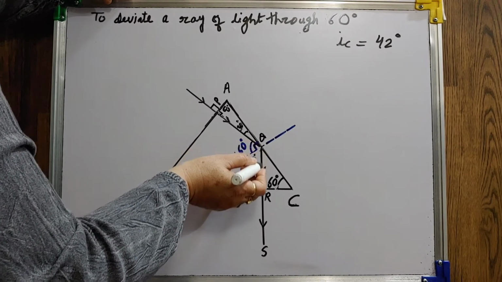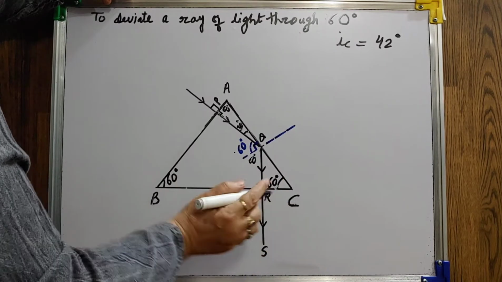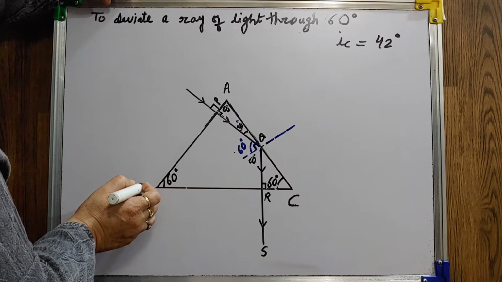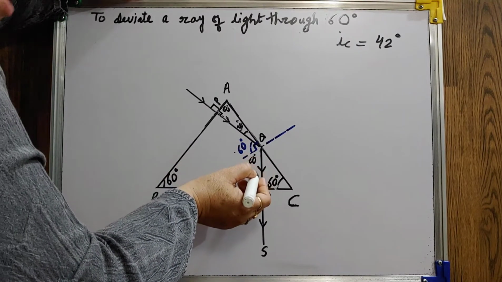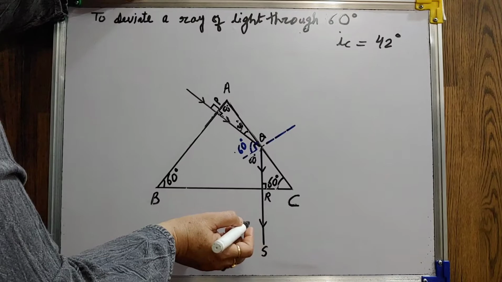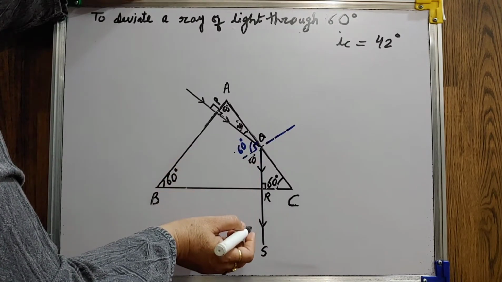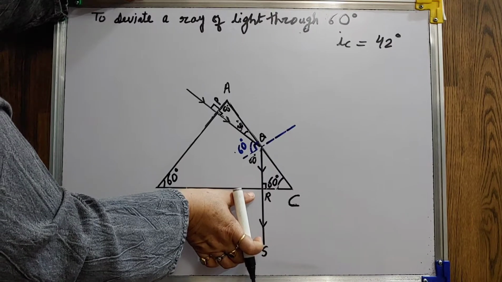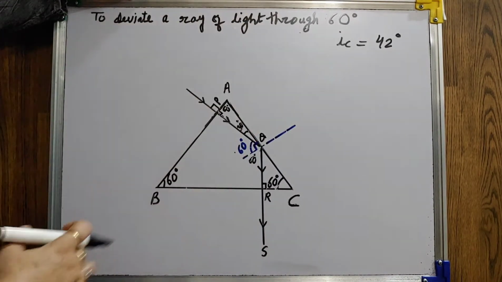Now, this strikes the surface BC at 90 degrees, so it is normal to surface BC. So, it will move out of the prism undeviated. It passes undeviated as RS. So, RS emerges out from the prism. So, this is deviation through 60 degrees.